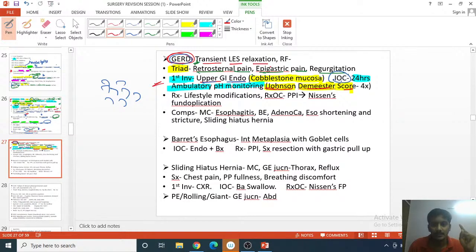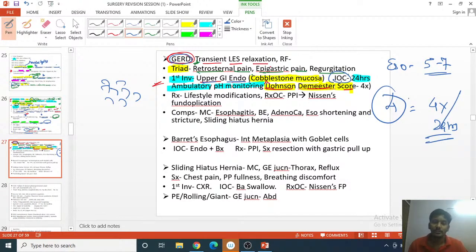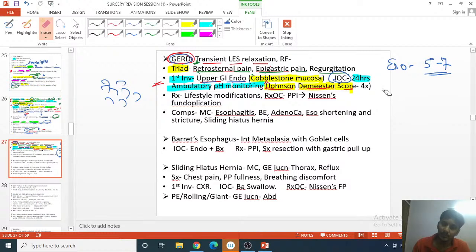Johnson-DeMeester scoring is for what? For GERD. Which score do we have? Johnson-DeMeester score. So according to the Johnson-DeMeester score, when doing ambulatory pH monitoring, first tell me what the normal esophageal pH is. Esophageal pH is normally 5 to 7. Okay, so normal esophageal pH is 5 to 7. According to the Johnson-DeMeester score, if the pH is around 4 for 4 times in 24 hours, that is diagnostic of GERD. If you record esophageal pH of 4 or less than 4, 4 times in a day, then that is diagnostic of GERD according to the Johnson-DeMeester score. Please remember.